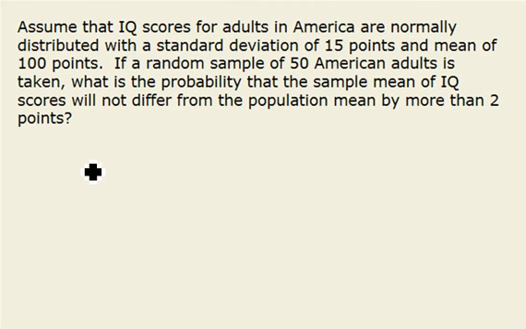IQ scores for adults in America are normally distributed with a standard deviation of 15 and a mean of 100. We have a random sample of 50 American adults that's taken, and we want to know the probability that the sample mean of their IQ scores will not differ from the population mean by more than 2 points.